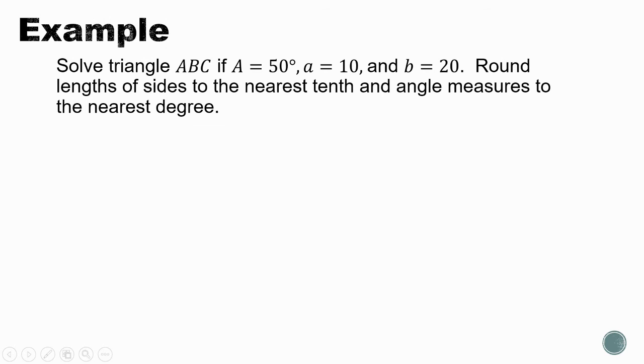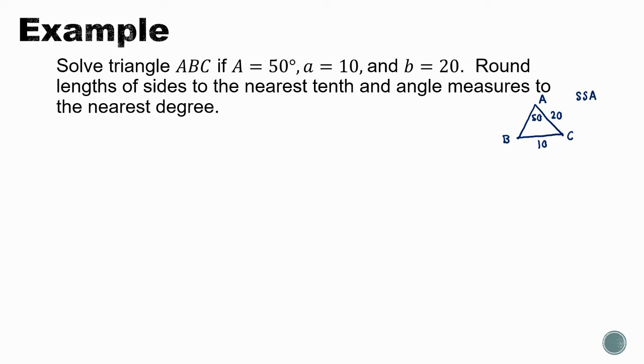So now let's solve the triangle ABC. So once again, I just want to do a quick sketch, even though I don't know the situation. ABC, so I can kind of determine. Notice that A is 50. Side A is 10. Side B is 20. Okay, so notice that we have two sides and an angle. That's why this is the ambiguous case.